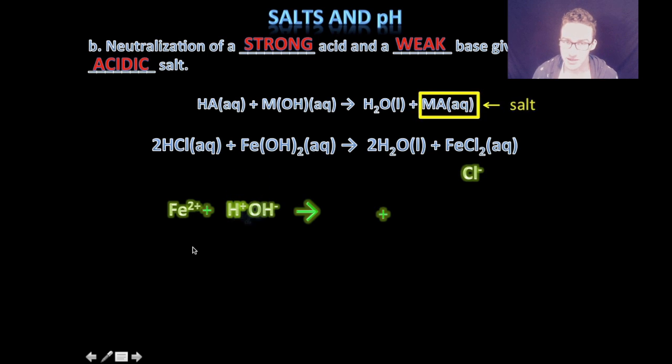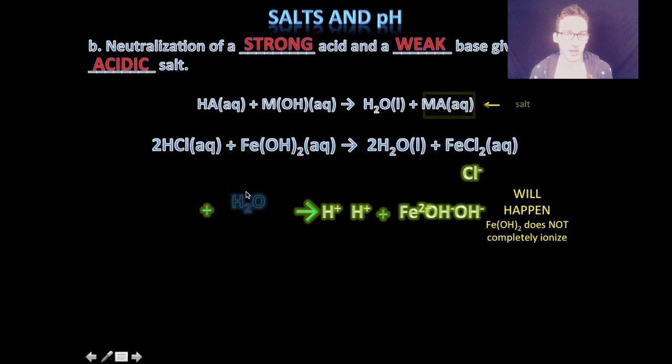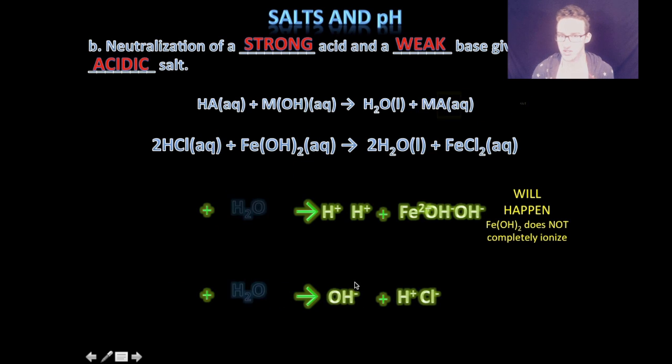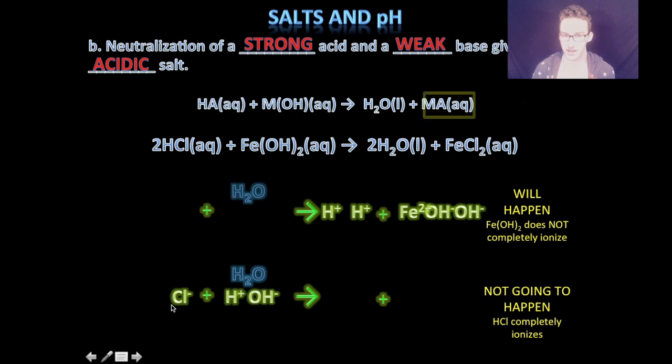The cation will react and split water molecules. We are going to get the formation of this iron 2 hydroxide. Because this is not completely ionized in solution, we will get some splitting of the water molecules to form some additional hydrogen ions. The chloride ion, however, is not going to hydrolyze or split the water because HCl is a strong acid, and so it's going to stay as its ions in solution.